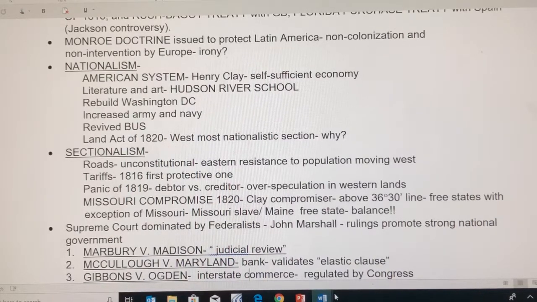Our last case is Gibbons versus Ogden. This dealt with the monopoly on the steamboat in the Hudson River. Again, one is established by the state, one is established by the federal government. And again, Congress comes in at this time and the Supreme Court says that they have control of interstate commerce, not the states. Again, the Supreme Court will validate that only Congress can regulate interstate commerce.